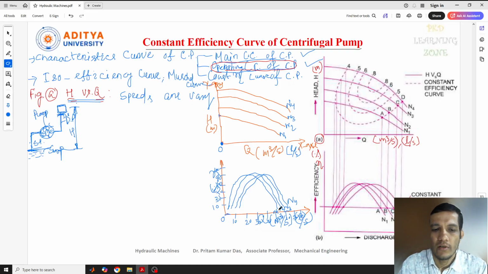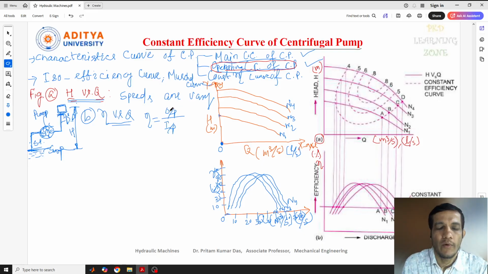So how did we get the efficiency curve like this? Because we know that for figure B, it indicates efficiency versus discharge. Here the efficiency is output power by input power. Output power is how much power is generated by the pump finally, and input is how much power we are supplying at the input condition of the pump, that means the shaft power.